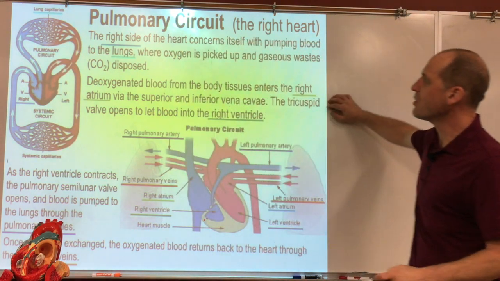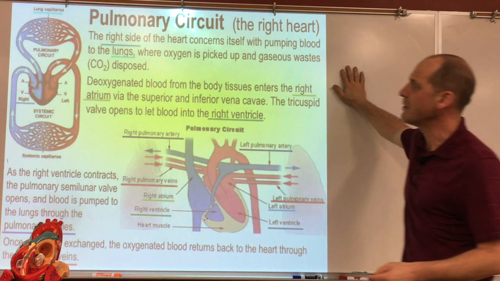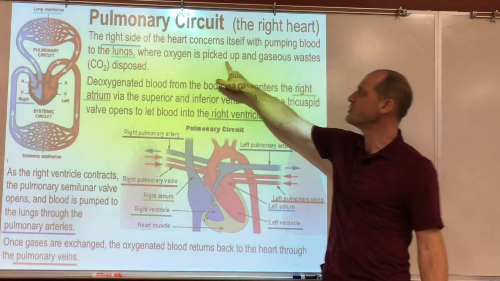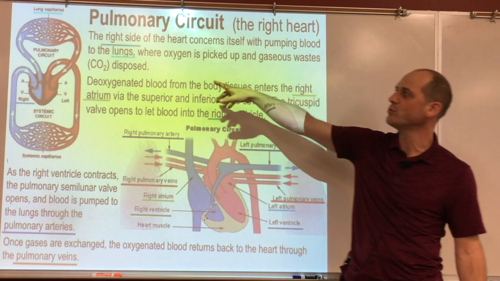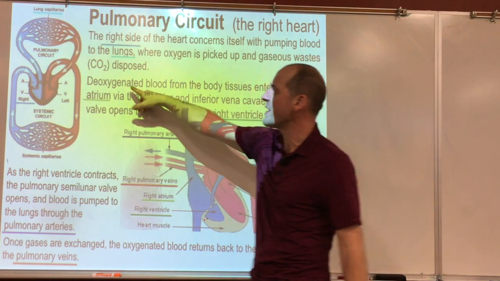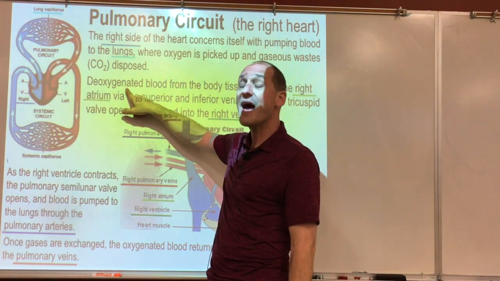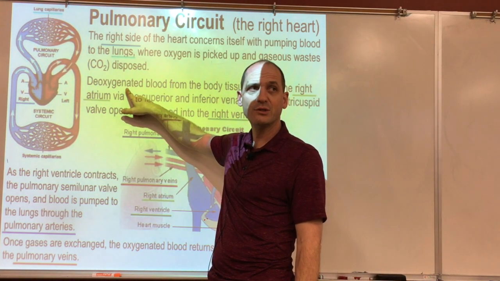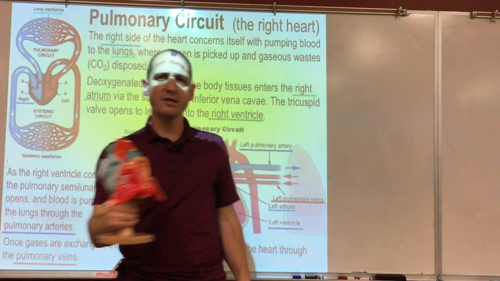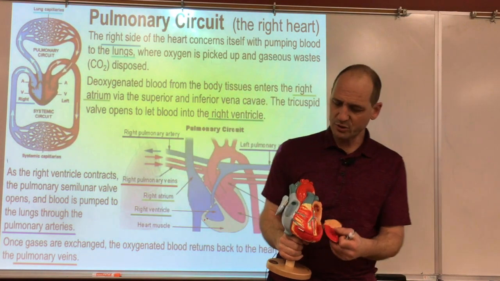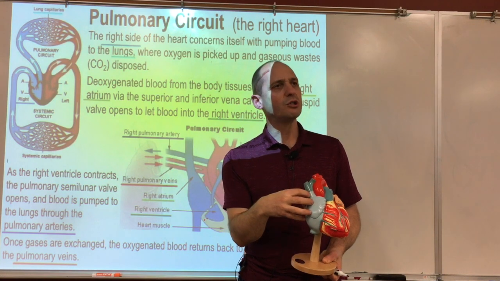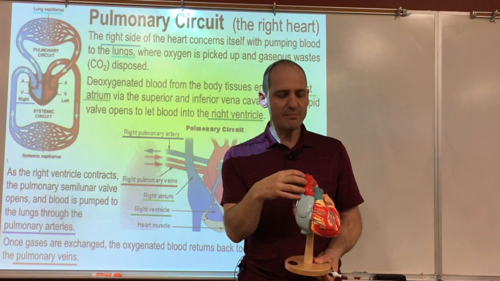But let's talk a little bit more about the pulmonary and the systemic circuit. The right side of the heart concerns itself with pumping blood to the lungs, where oxygen is picked up and gaseous waste, which is CO2, is disposed of. The blood without oxygen, the deoxygenated blood, is blue blood in terms of our color scheme. In these models, the top stuff is color-coded more or less. So blue means deoxygenated. Red means oxygenated.